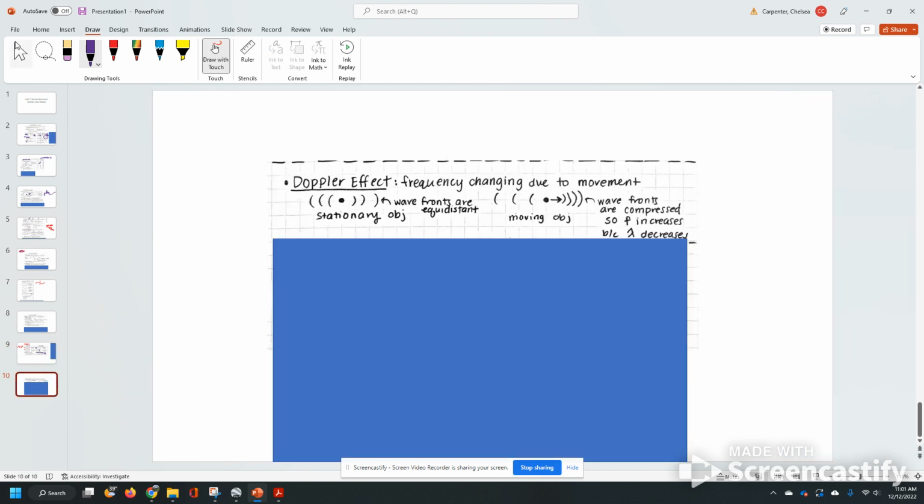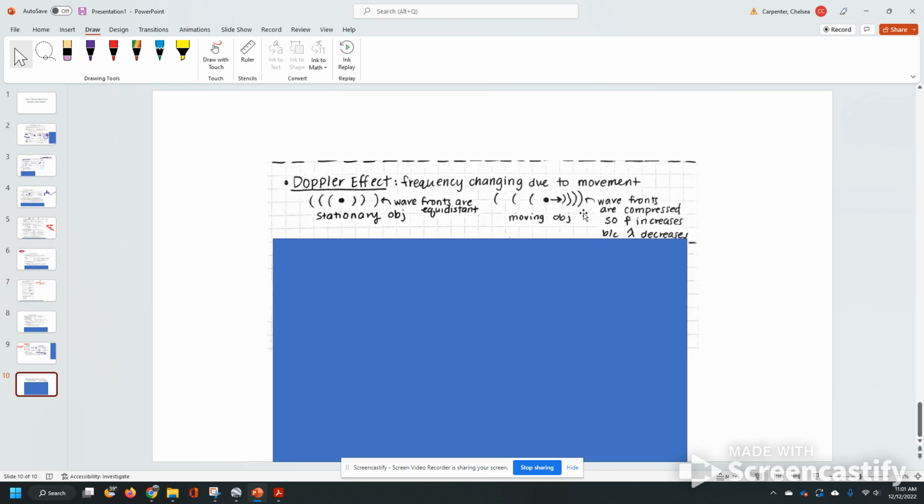All right, and the last thing we're going to talk about, a few random odds and ends for sound. One of those is the Doppler effect, and that is when the frequency changes due to movement. So this could be either you are moving towards something that's making sound, or something that's making sound is moving towards you. So if we have a stationary object, it emits sound waves in all directions, and they're all equidistant from each other. But then if we start moving that object, the sound waves moving behind the object get stretched out, and the sound waves in front get compressed.